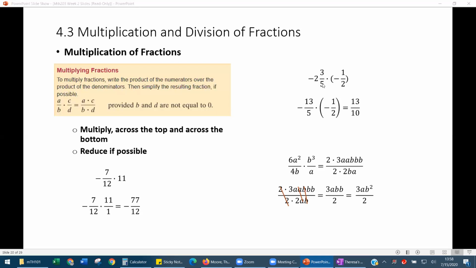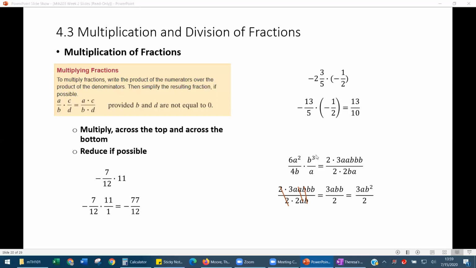Now, if you've started out with mixed numbers, change them to improper fractions. This way you have your tops and your bottoms. So 5 times 2 is 10, plus 3 is 13, and it remains negative, so it'll be -13 over 5, and we have -1/2. Remember, a negative times a negative is a positive. 13 times 1 is 13, 5 times 2 is 10.